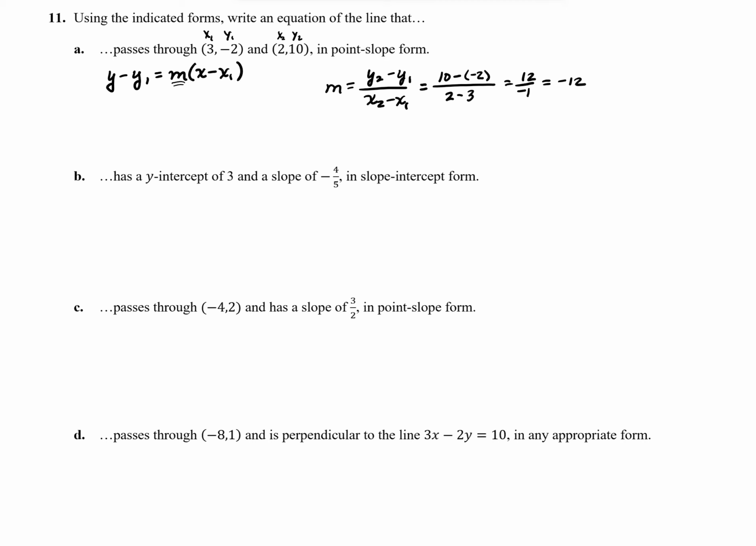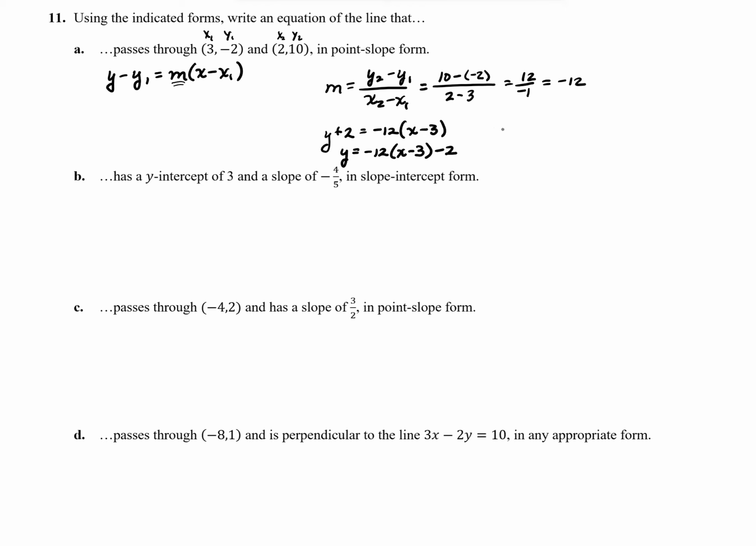So if we pick the first point that's given there, then our equation is going to be y minus negative 2. So y plus 2 equals the slope times (x minus 3). I'm also fine if you move the 2 to the other side, so you might also write it like this, minus 2 over there instead. Either of these are okay.